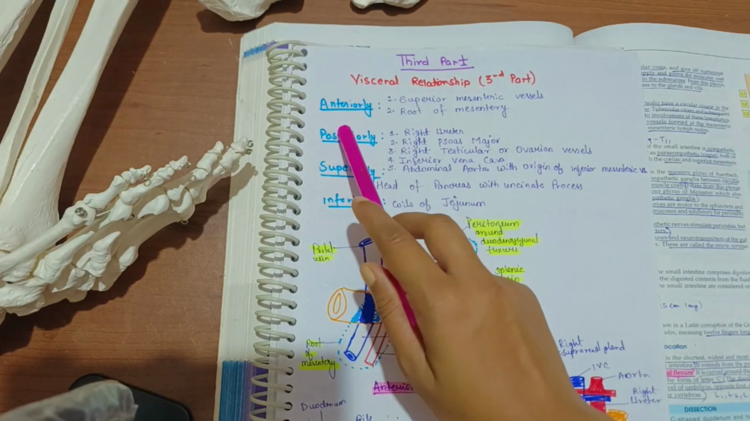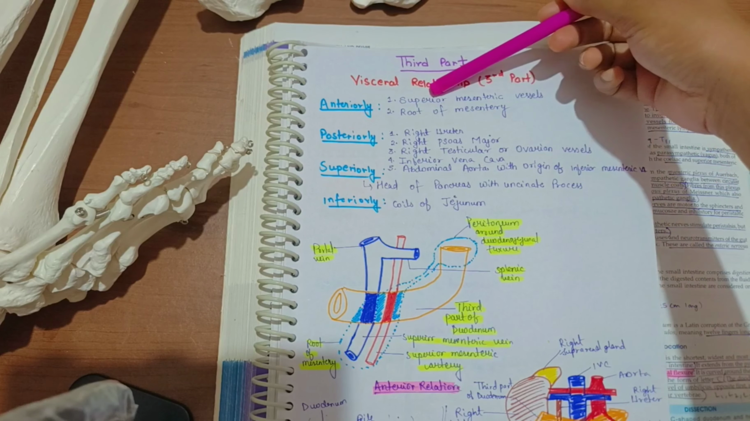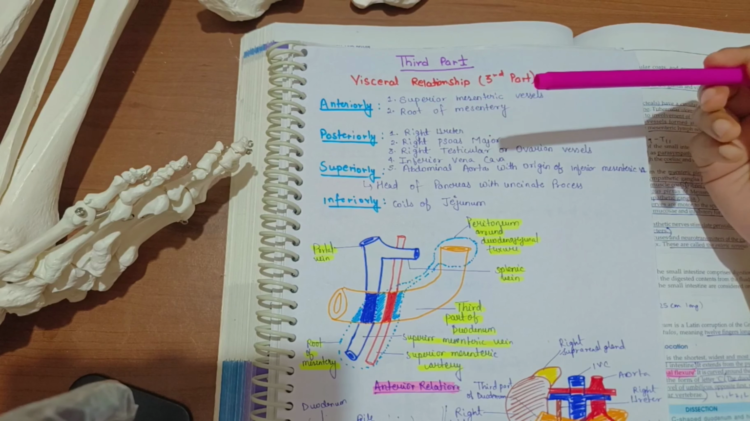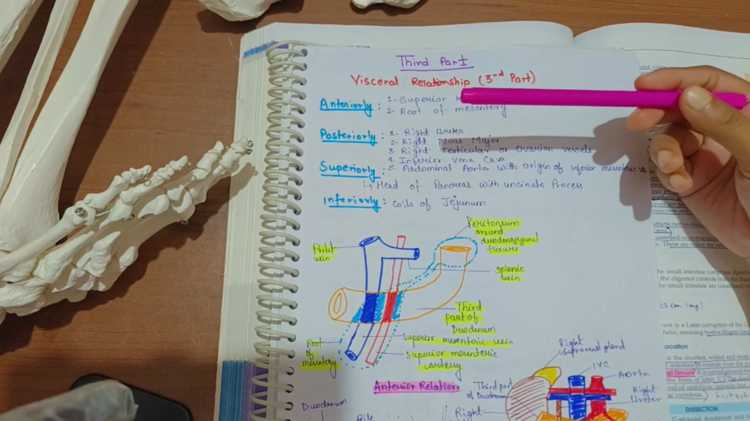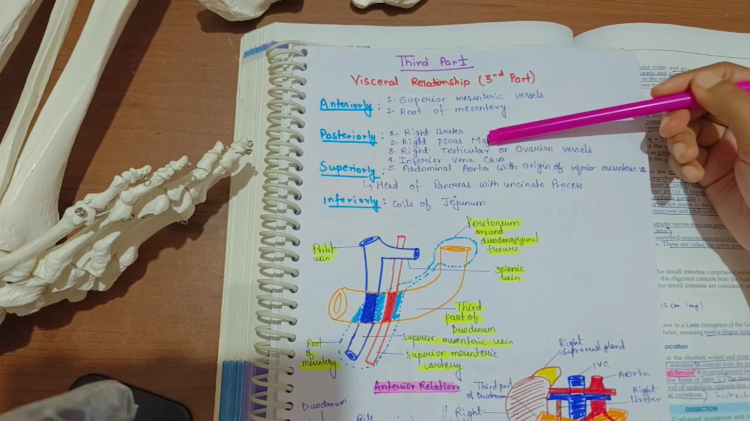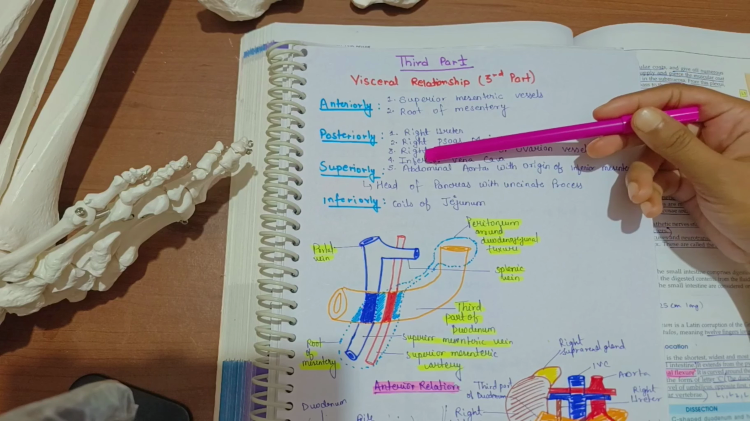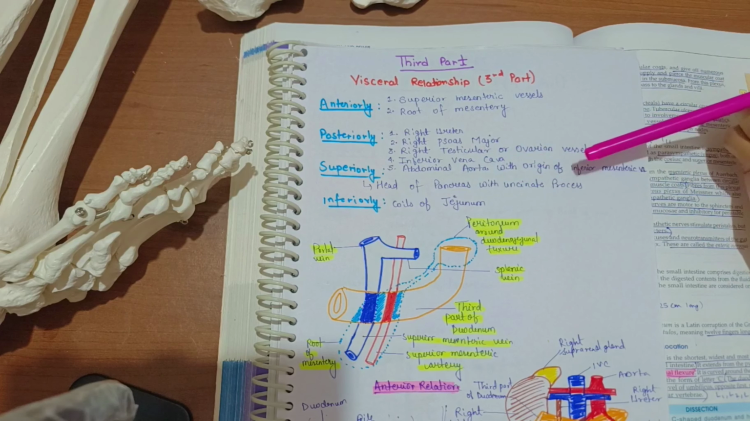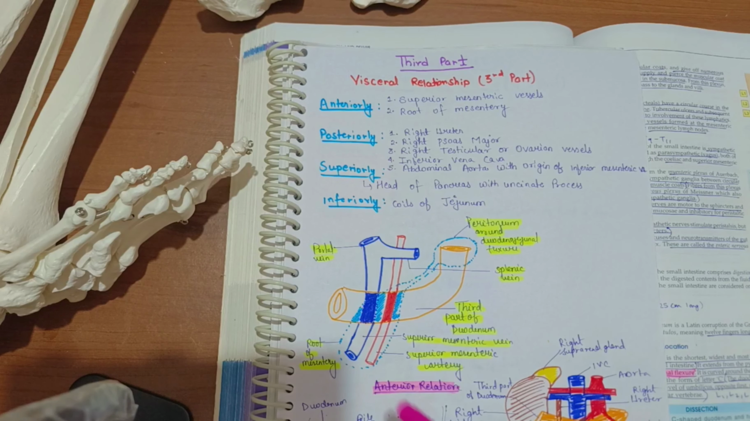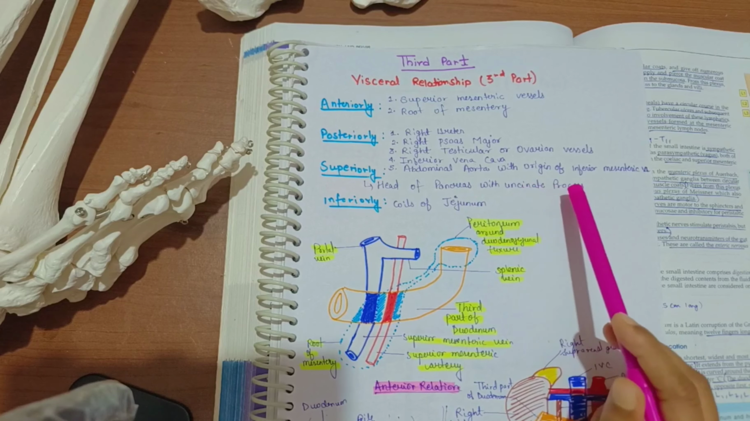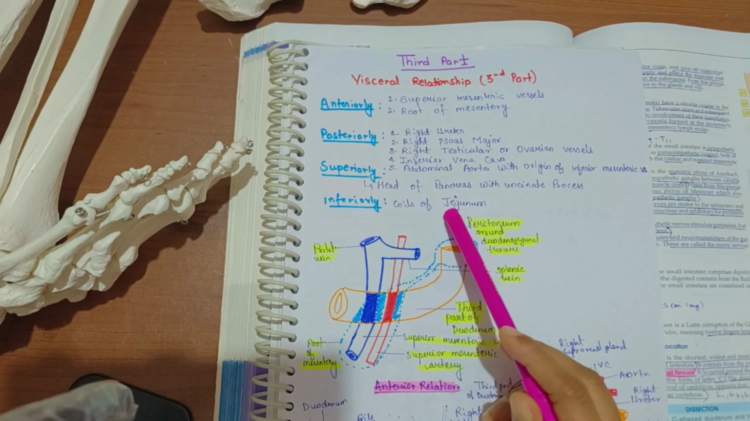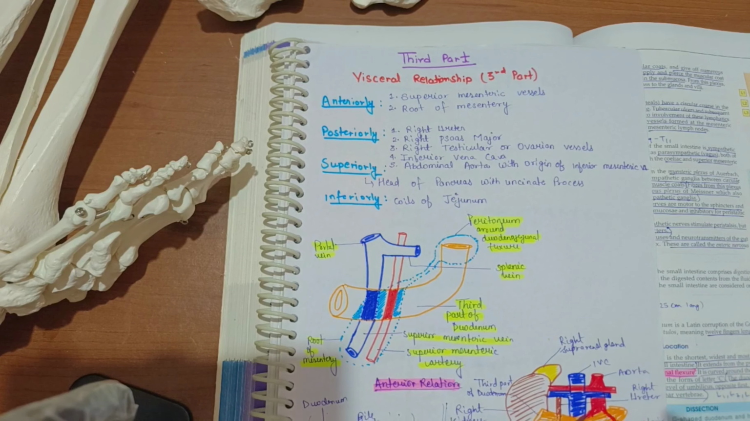So in the third part, the anterior relation is like this: anteriorly it is related to the superior mesenteric vessels and the root of mesentery. Posteriorly, it is related to the right ureter, right psoas major, right testicular or ovarian vessels, we can say gonadal vessels, and then the inferior vena cava and abdominal aorta with the origin of the inferior mesenteric artery. Superiorly, it is related to the head of pancreas with the uncinate process. Inferiorly, coils of jejunum. So we can see this in the diagram.